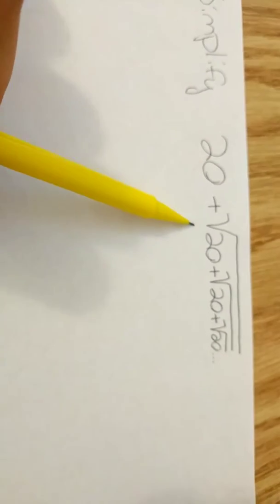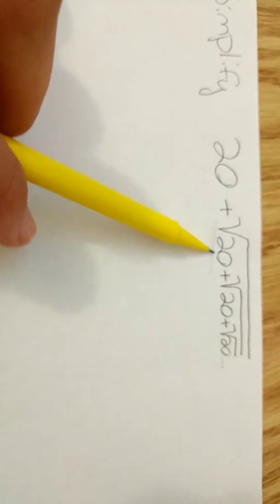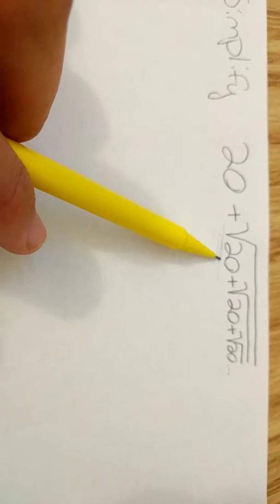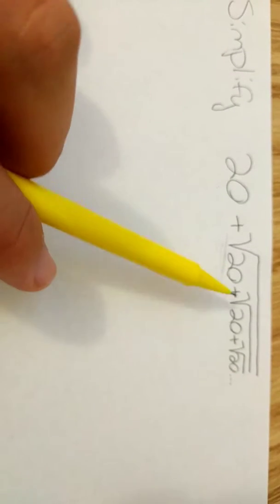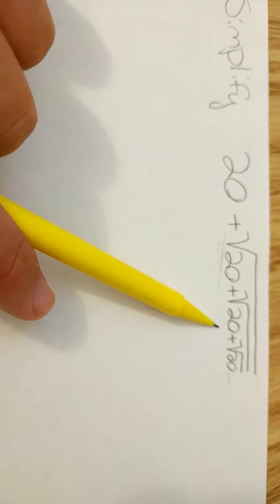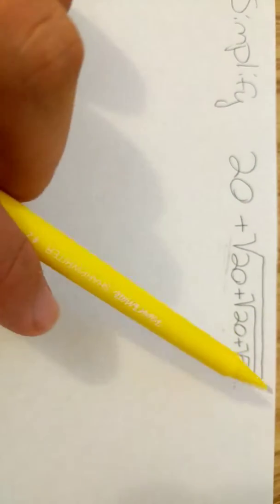In this video, we're going to simplify 20 plus the square root of 20 plus the square root of 20 plus the square root, on and on and on. Just by looking at this, it seems sort of impossible to solve, because you could think, well, it's going to be greater than 20, and then the square root of 20, that's going to be over 4 and less than 5, and then the fourth root of 20, well, that's going to be an even smaller number.